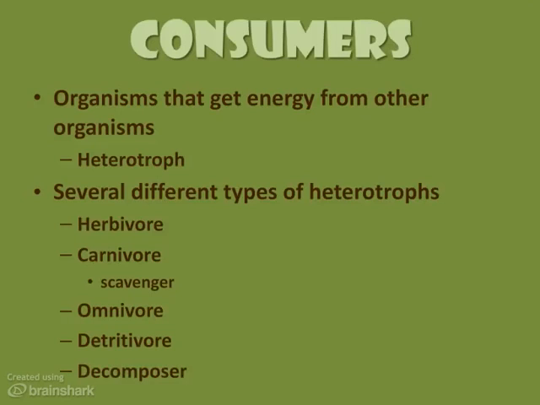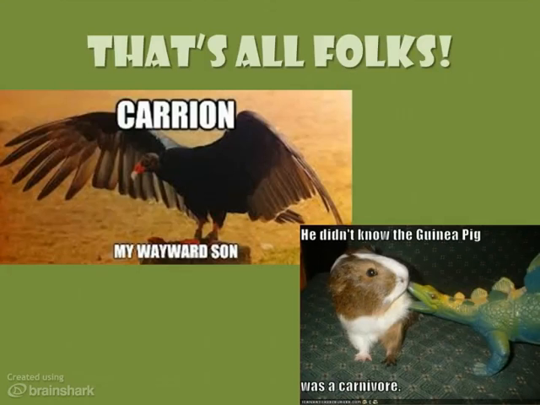So there you have all of our different types of heterotrophs or consumers. The herbivores, the carnivores, a special kind of carnivore called a scavenger, the omnivore, detritivore, and the decomposer. So that's all there is for energy producers and consumers. That's a pretty short section, really. In the next one, we're going to talk about the flow of energy.